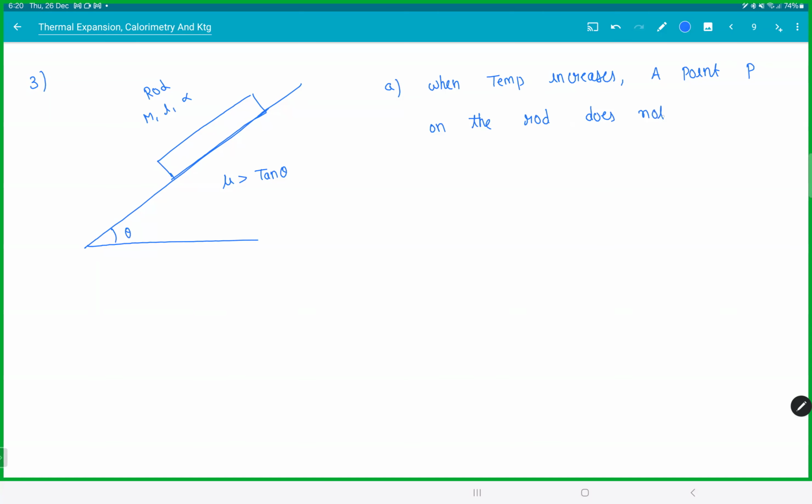So there is a friction here. Mu greater than tan theta means greater than the angle of repose, so it won't slide actually. So when you increase the temperature, we observe there's a particular point P on the rod which does not move. Similarly, when temperature decreases, point Q does not move on the rod.